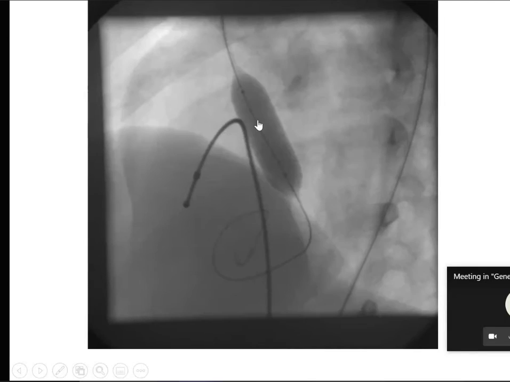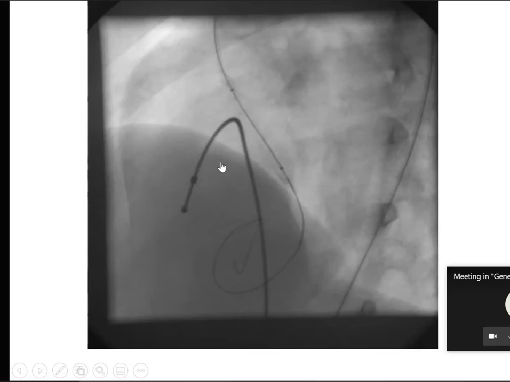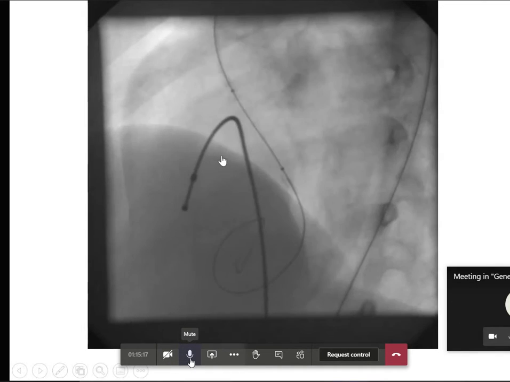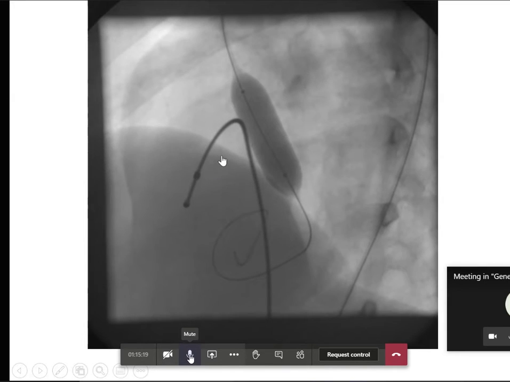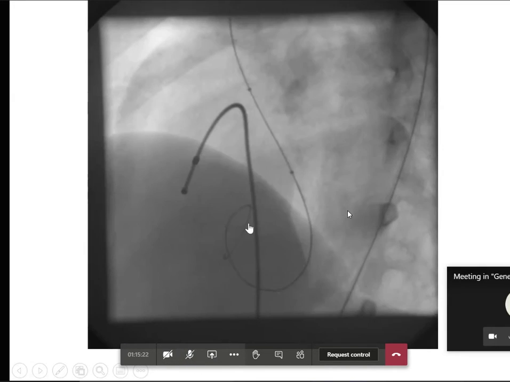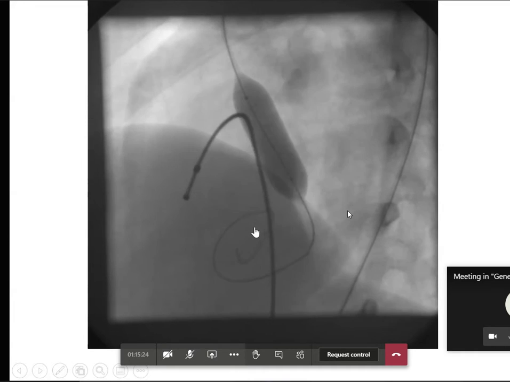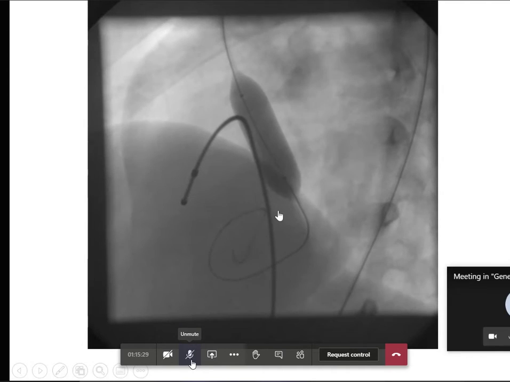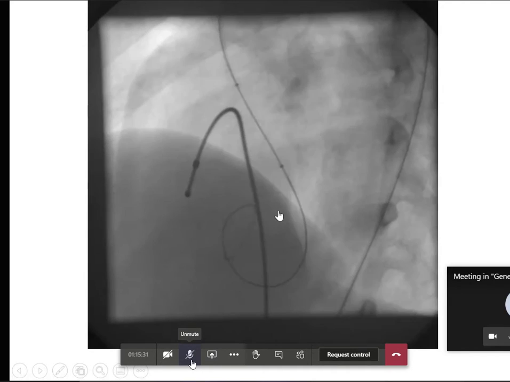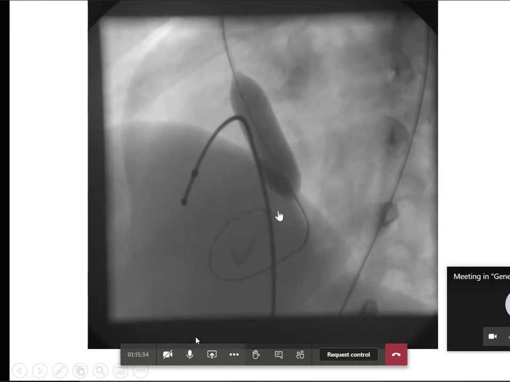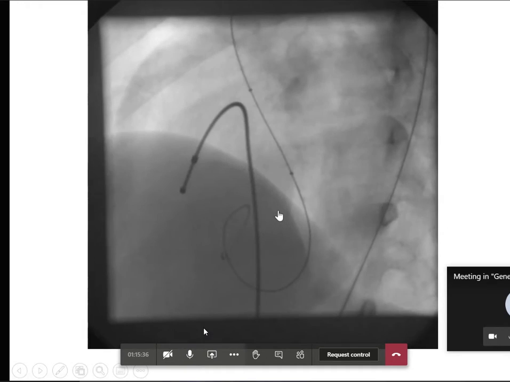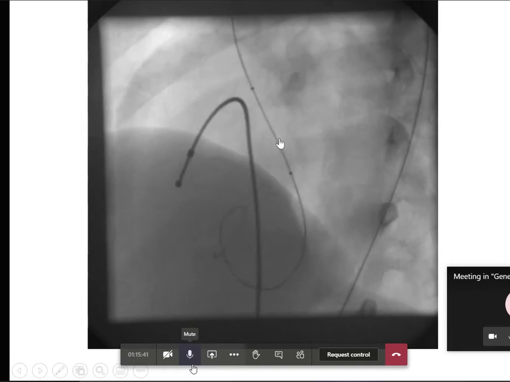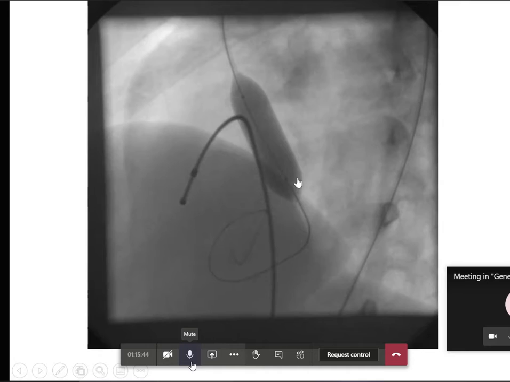Balloon aortic valve. Okay. What is this catheter? It is a pacing catheter, sir, a transvenous pacing catheter kept in the RV. While we are doing balloon aortic valvuloplasty, it will rapidly pace the RV. For what? To decrease the cardiac output, to decrease the stroke volume.